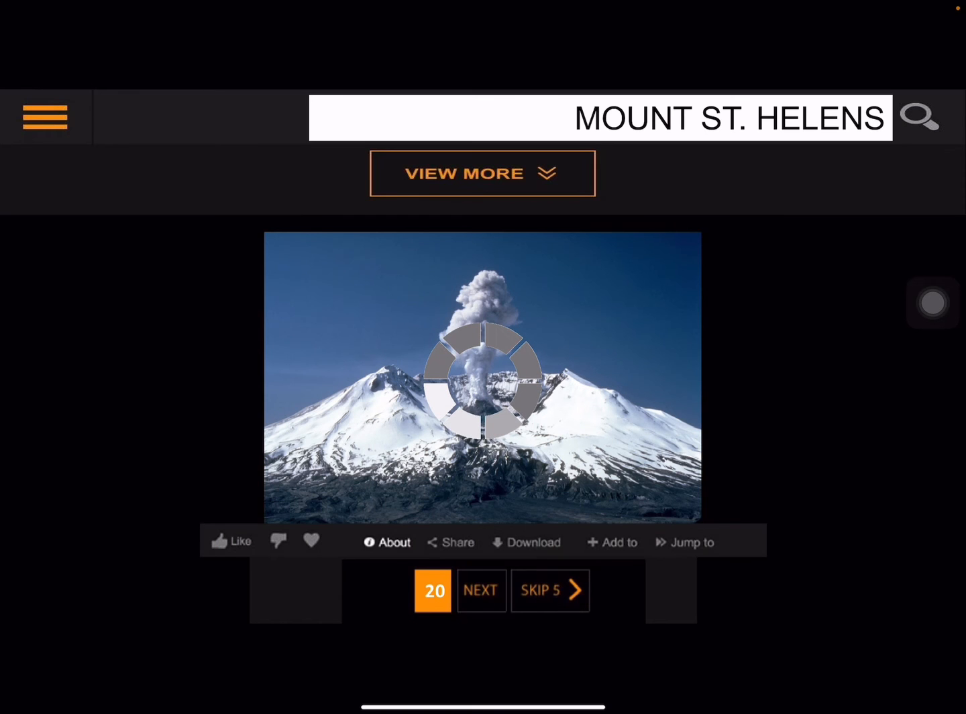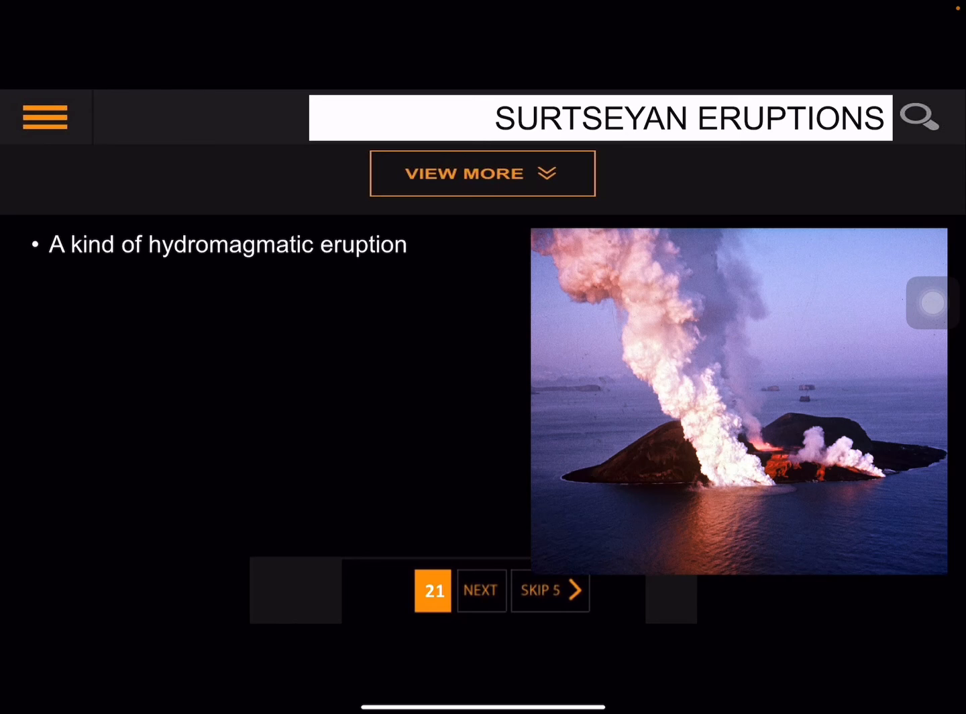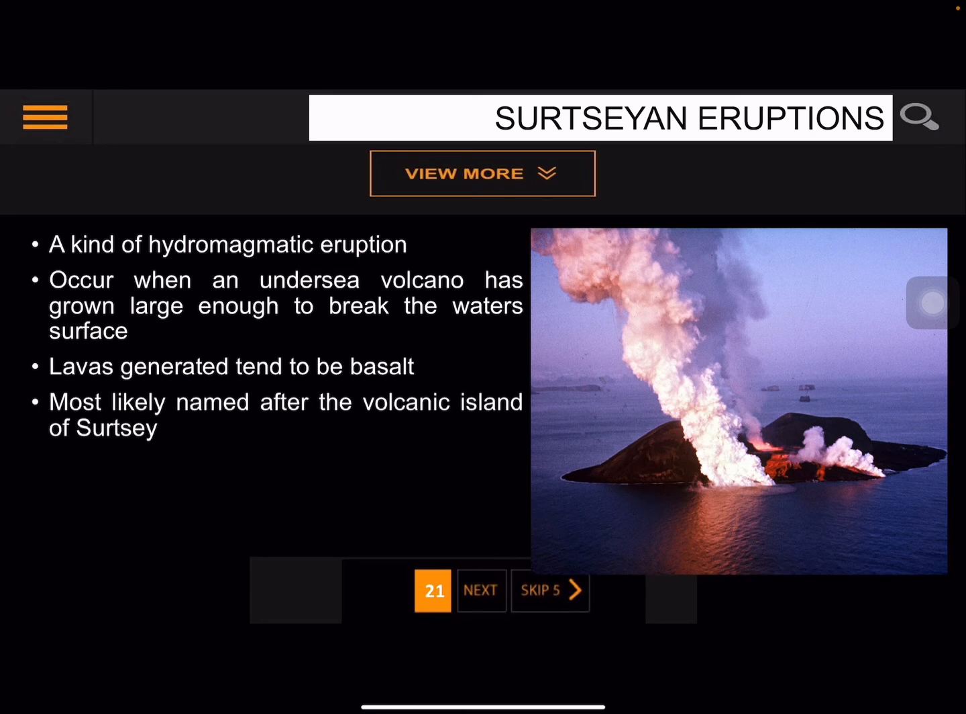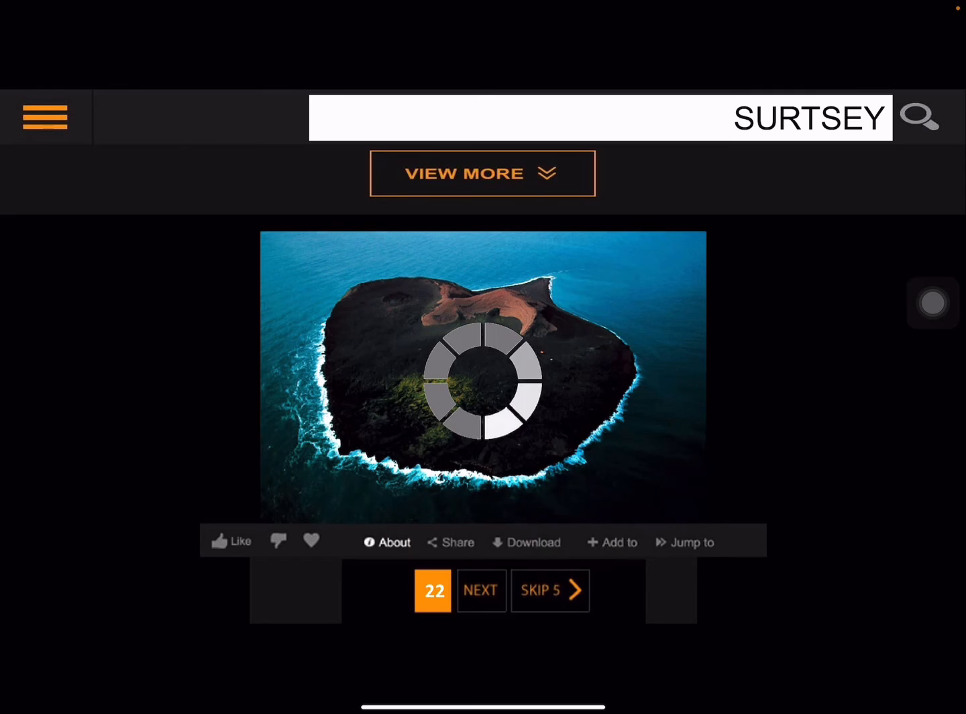Mount St. Helens. Cartesian eruptions. Cartesian eruptions are a kind of hydromagmatic eruption where magma or lava interacts explosively with water. In most cases, they occur when an undersea volcano has finally grown large enough to break the water surface. Because the water expands when it turns to steam, water that comes into contact with hot lava explodes and creates plumes of ash, steam, and scoria. Lavas created by Cartesian eruptions tend to be basalt, since most oceanic volcanoes are basaltic, most likely named after the volcanic island of Surtsey, located on the south coast of Iceland.